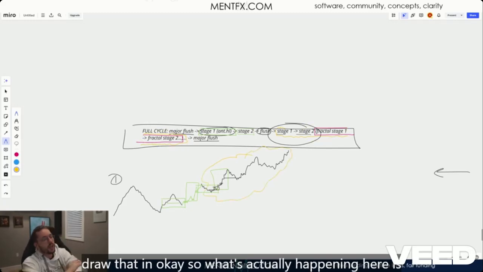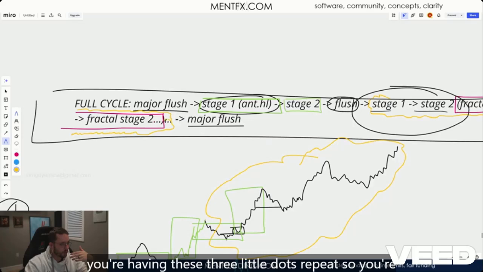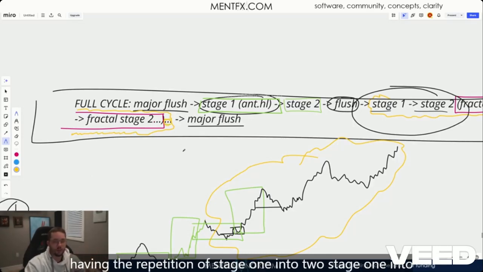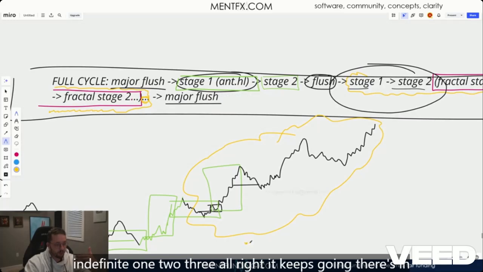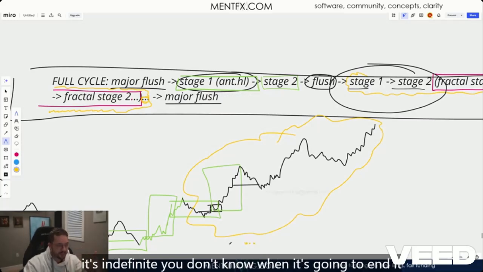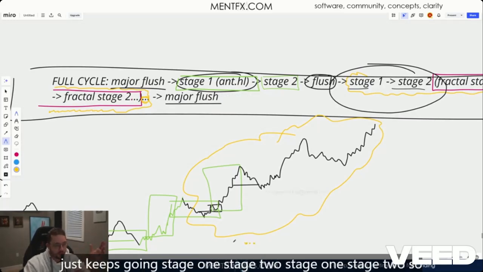So what's actually happening here is you're having these three little dots repeat. You're having the repetition of stage 1 into 2, stage 1 into 2, stage 1 into 2, and it's repeating. It's indefinite. 1, 2, 3. Right? It keeps going. You don't know when it's going to end. It just keeps going. Stage 1, stage 2, stage 1, stage 2, stage 1, stage 2.